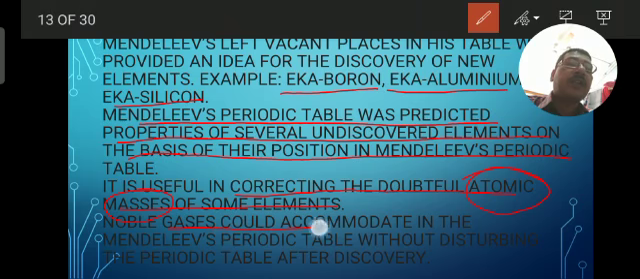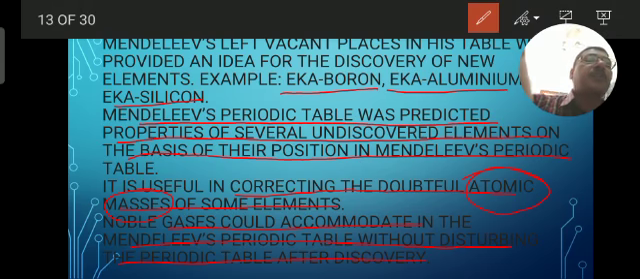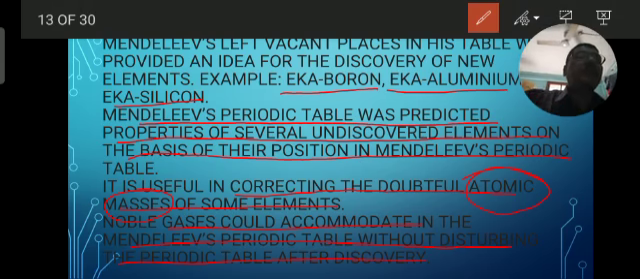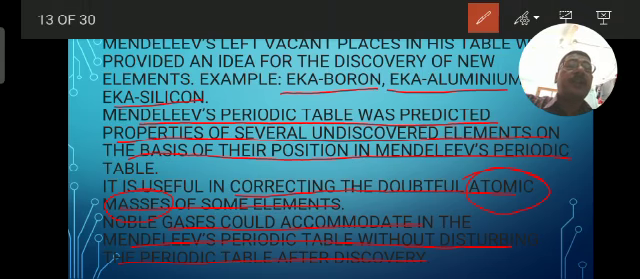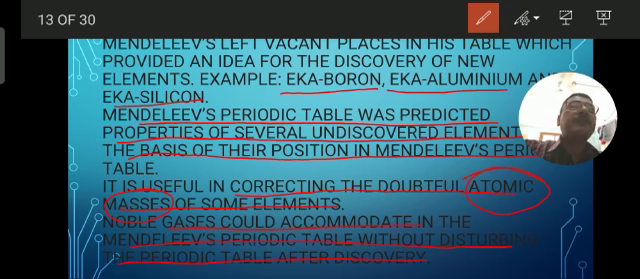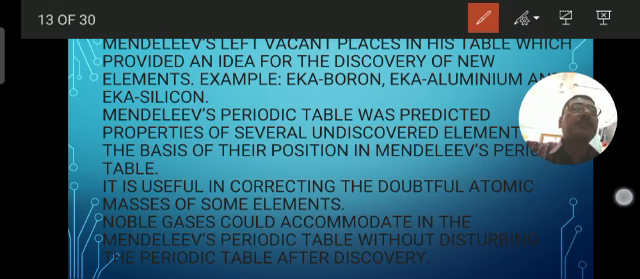Noble gases could be placed in the right place in Mendeleev's periodic table without disturbing it after discovery. At that time when he gave this periodic law, these noble gases were not known to us. But later on when these noble gases were discovered, without disturbing the existing periodic table given by Mendeleev, those inert gases were kept in the last column. Understand? So this was the achievement of Mendeleev.